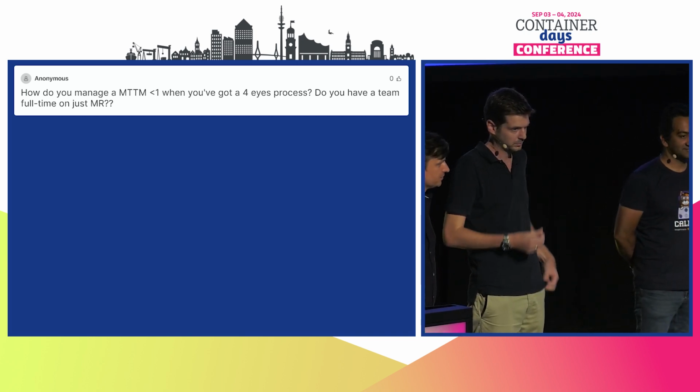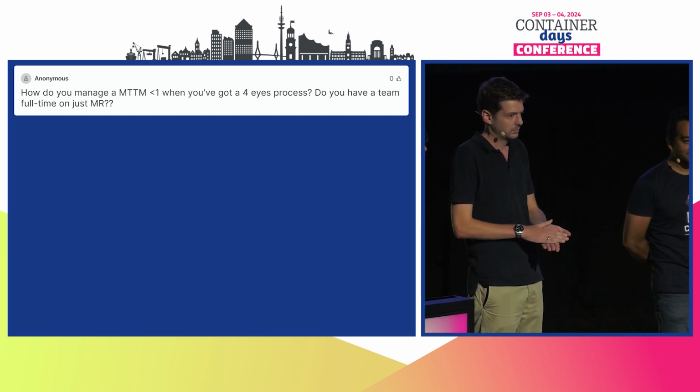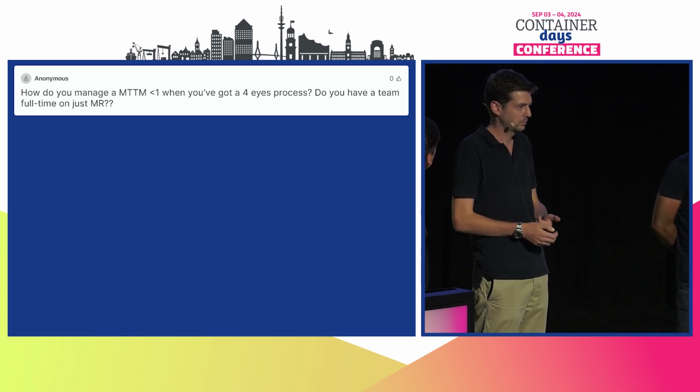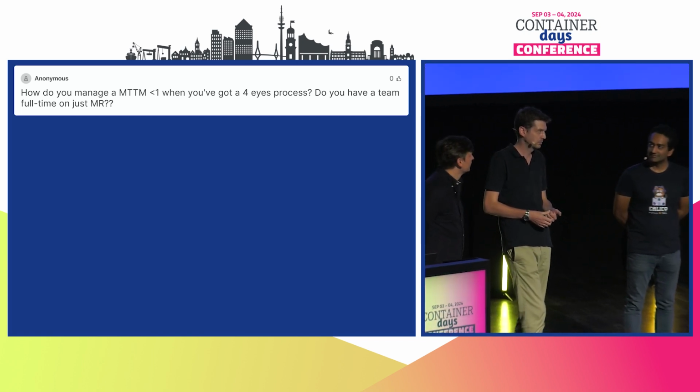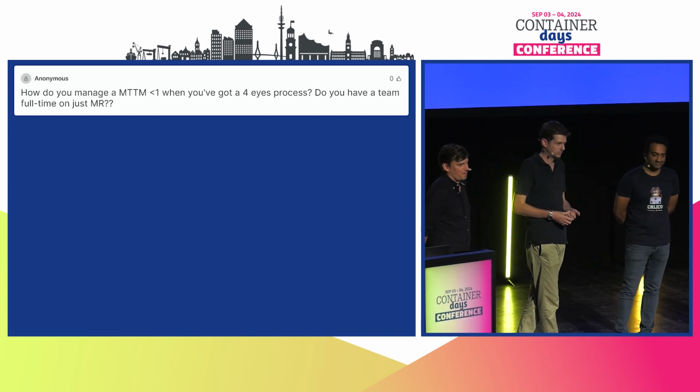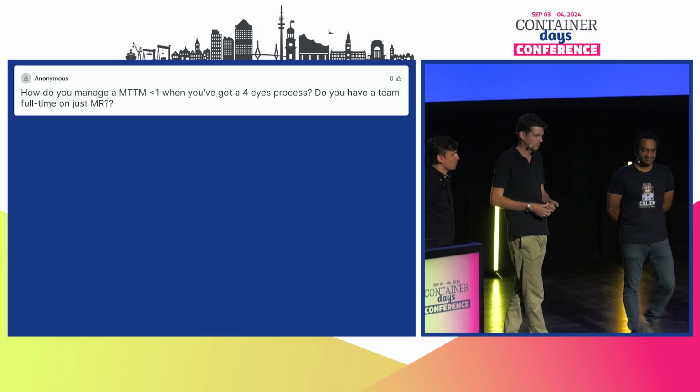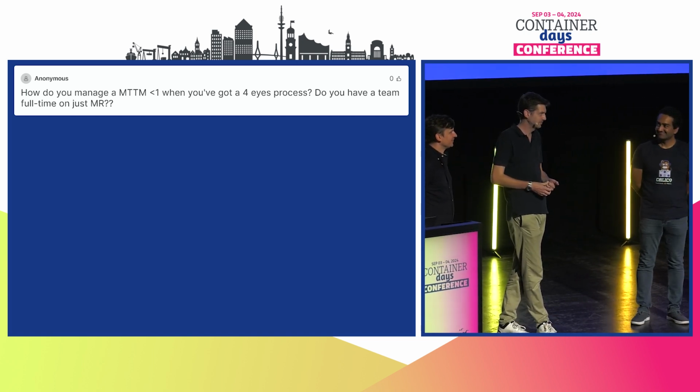We do have one. Again, if you have any questions, go on Slido. How do you manage a mean time to merge of less than 1 day? I'm assuming that's 1 day. When you've got 4 iProcess, do you have a team which is full time on just doing merge requests?